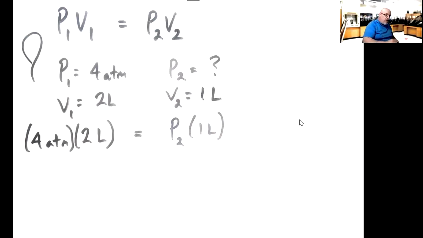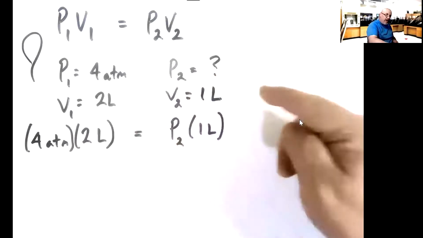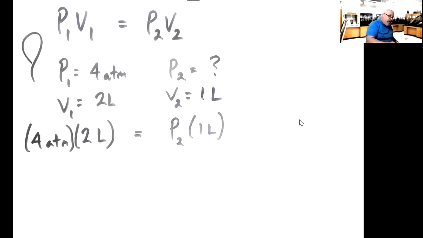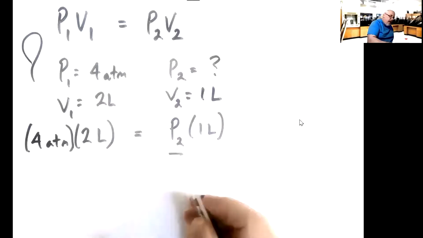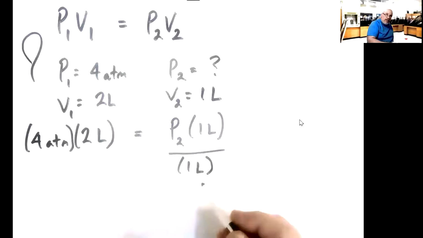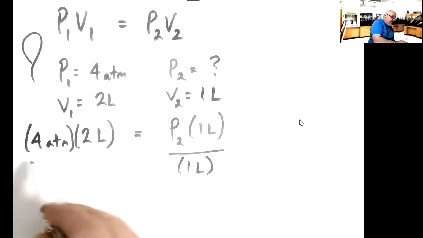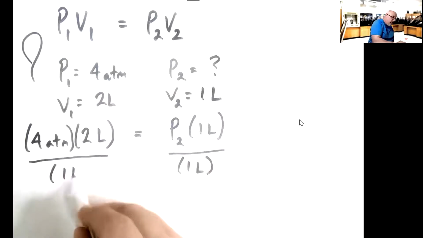What we want to do is solve it so that we have just P2 over here. We want to solve for P2, right? Because P2 is the unknown, that's the whole point. So we want to get rid of that 1 liter, so we're going to divide this whole expression by 1 liter, which will cause that to cancel out. Of course, whatever we do to one side, we have to also do to the other. So we'll put 1 liter over here.